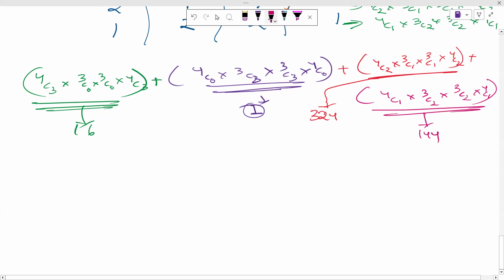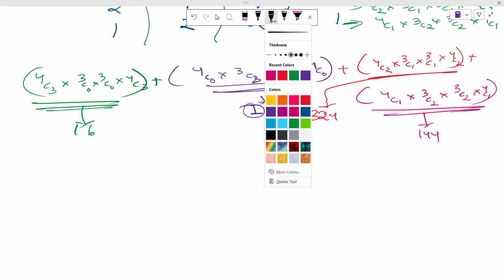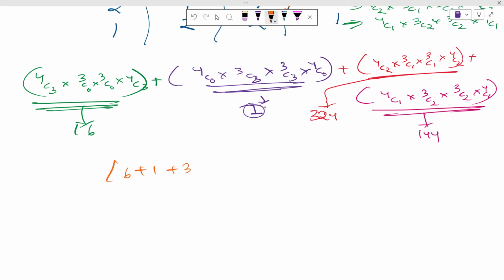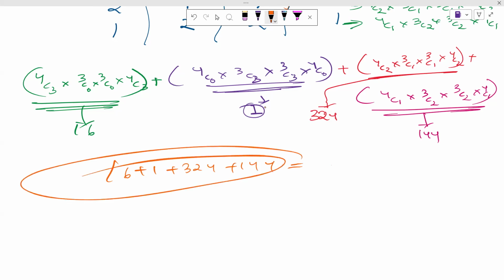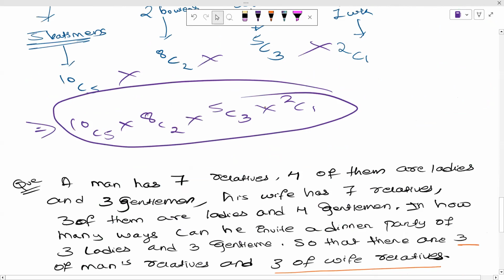Now, if I add all these things, what will happen? Here 16 plus 1 plus 324 plus 144, which is nothing but 485, the answer. This is the answer. So hopefully you get the questions. Okay, so you get the concept.